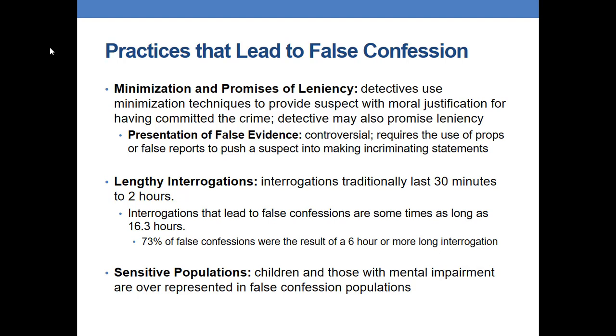In particular, juveniles and individuals with mental impairment are overrepresented in the proven false confessions population. Children and adolescents are less mature, both psychosocially and cognitively, than adults, and are prone to impulsive decision-making and risk-taking. They are more susceptible to negative influences, and they are less able to predict long-term consequences. These facts put them at much greater risk of providing a false confession.